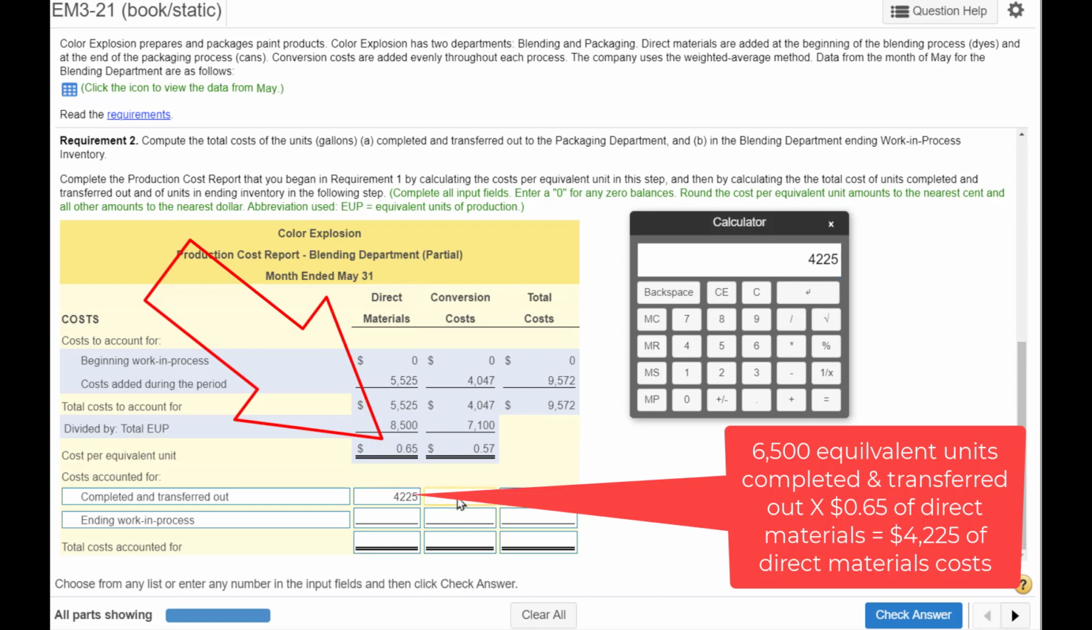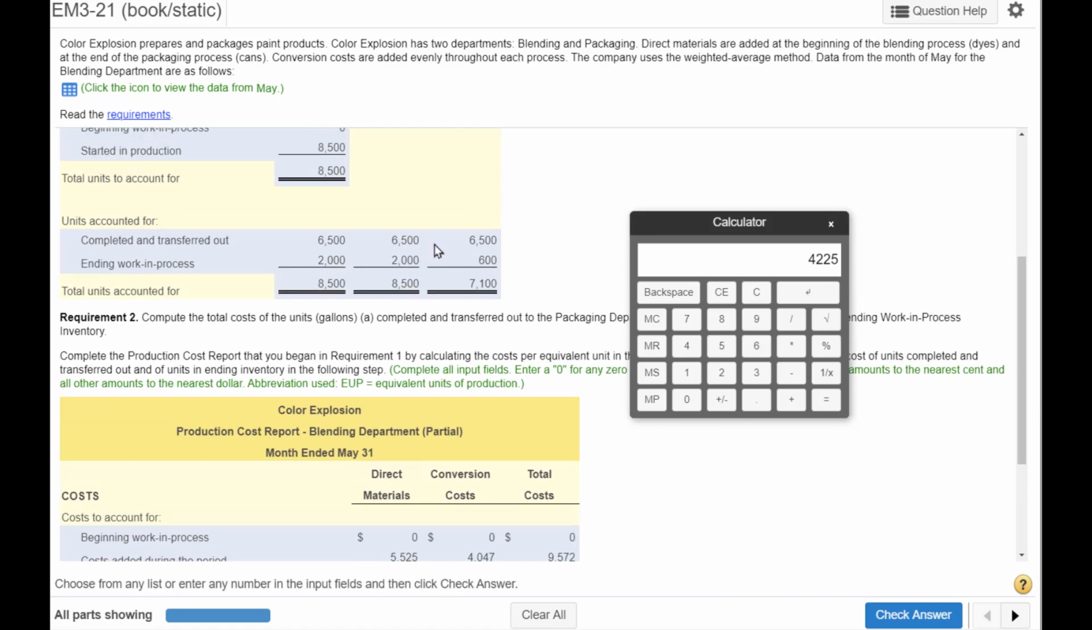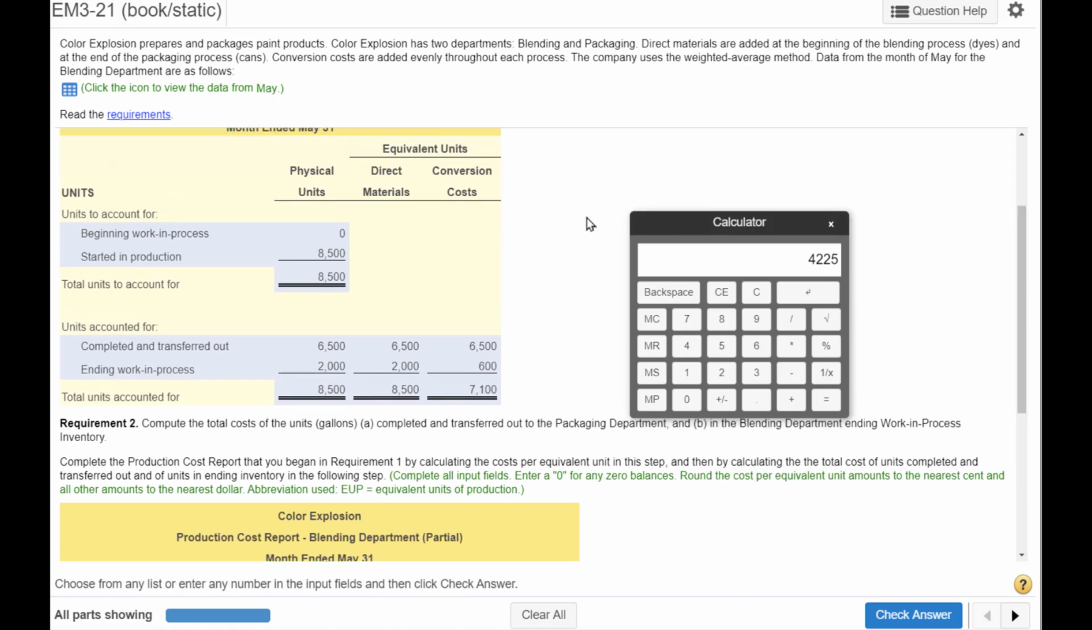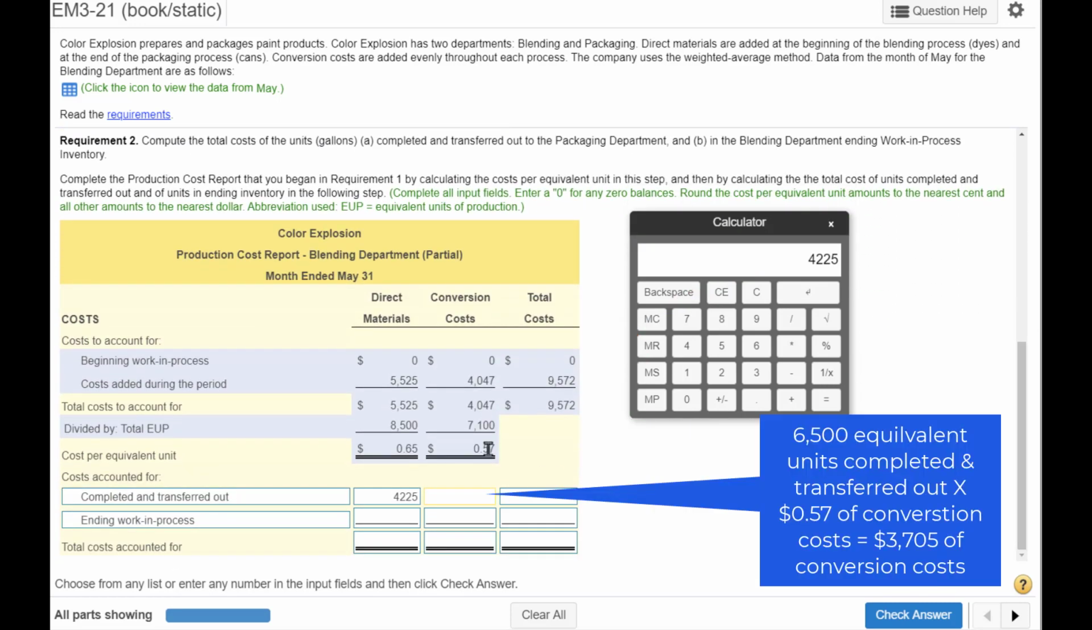Next, we have to figure out the conversion costs. Remember, this is for completed and transferred out. So we're going to go back up here. For conversion costs, for the ones completed and transferred out, there's still 6,500 equivalent units. So we're going to take 6,500 times the conversion cost of 57. So 6,500 times 0.57 equals 3,705.